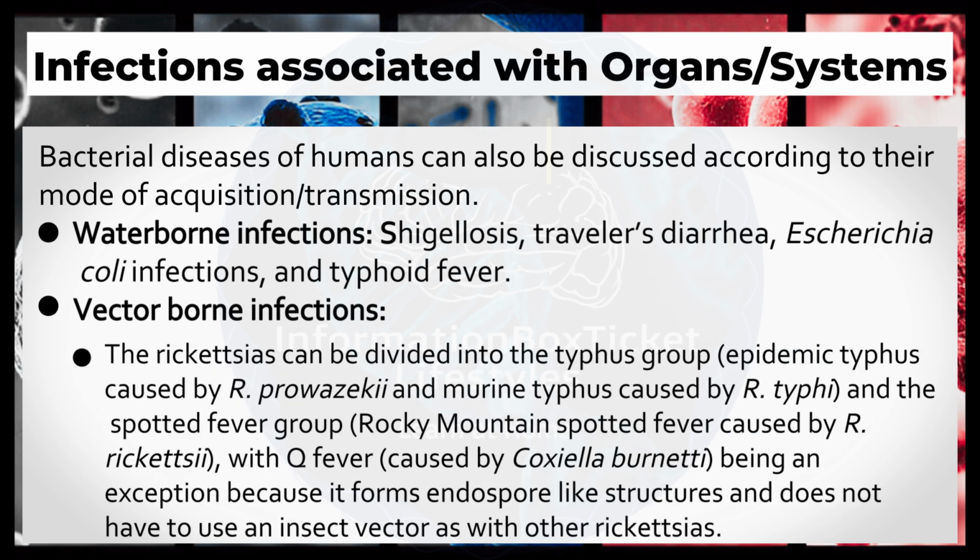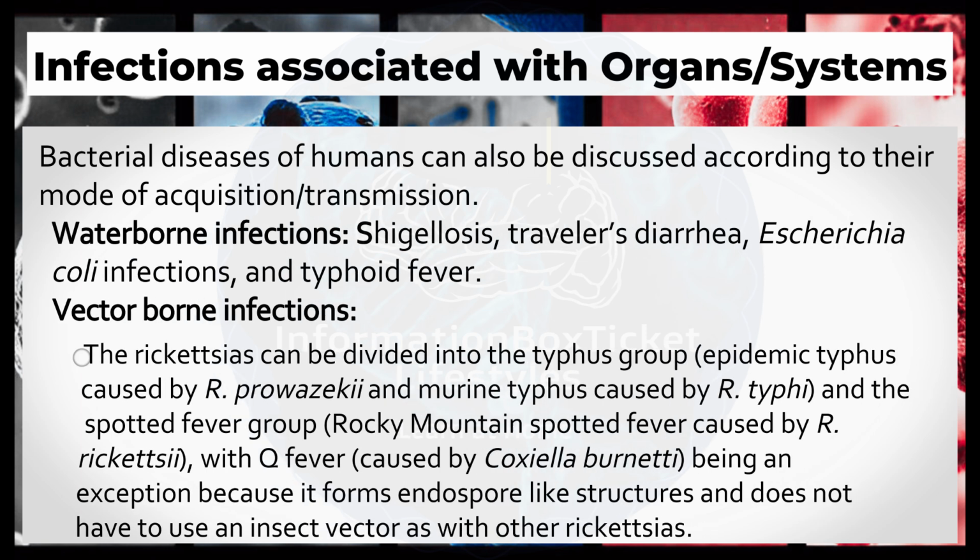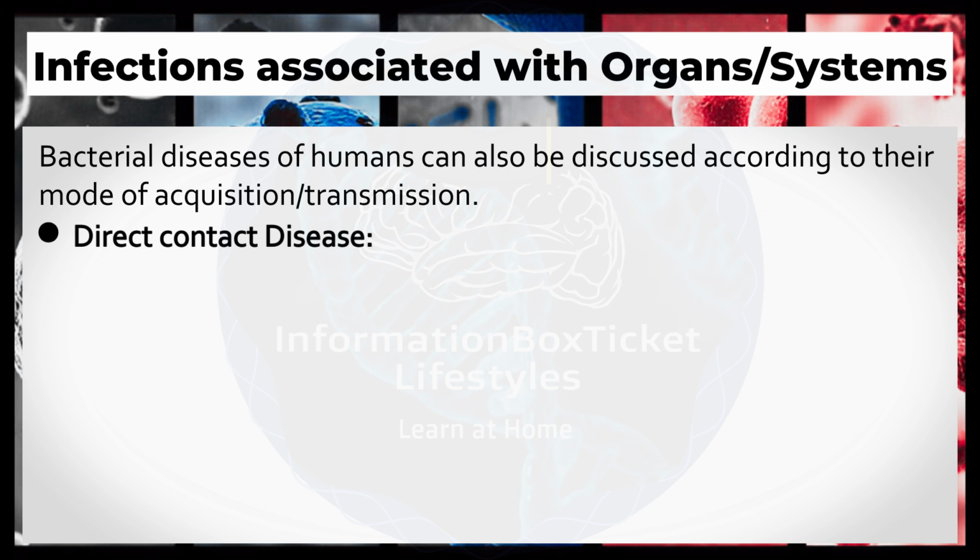The rickettsias can be divided into the typhus group, epidemic typhus caused by Rickettsia prowazekii, and murine typhus caused by Rickettsia typhi, and the spotted fever group, Rocky Mountain spotted fever, caused by Rickettsia rickettsii, with Q fever, caused by Coxiella burnetii, being an exception because it forms endospore-like structures and does not have to use an insect vector as with other rickettsias.